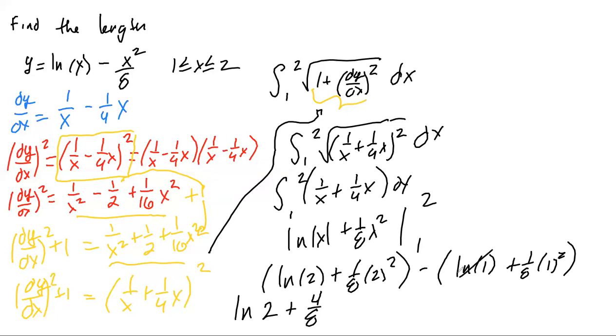The natural log of 1 is 0. So that's going to be 0. And here 1/8 times 1 squared is going to be 1/8. So we're subtracting it off, minus 1/8. If we take the 8th away from these 4/8, we're going to have the natural log of 2, or the absolute value of 2, which is 2, plus 3/8. And that right there is the length of this curve right here between 1 and 2.